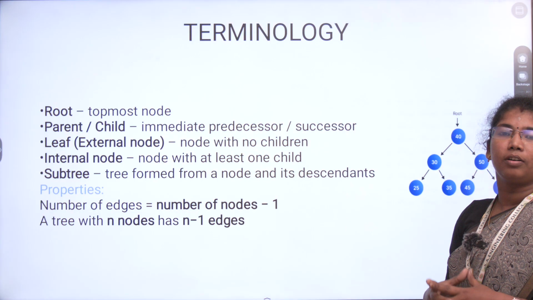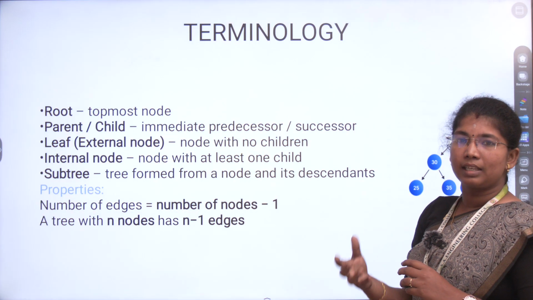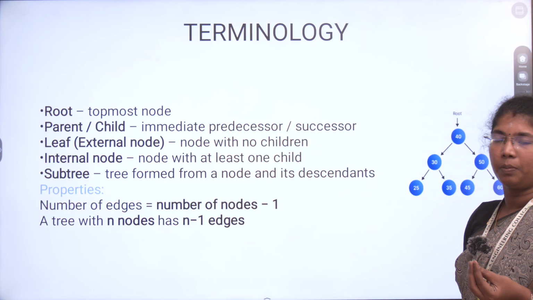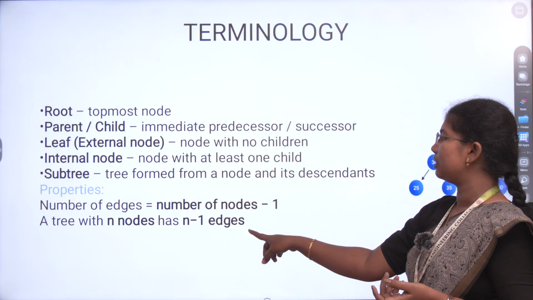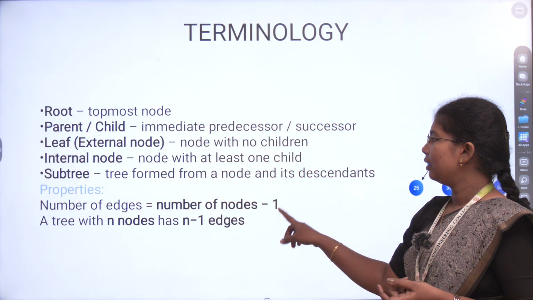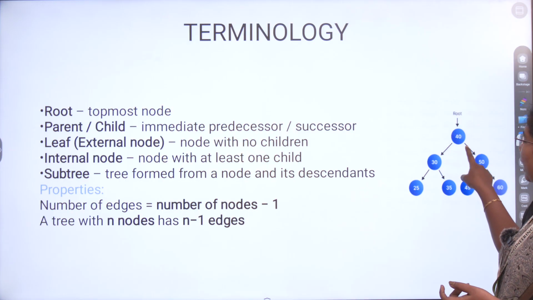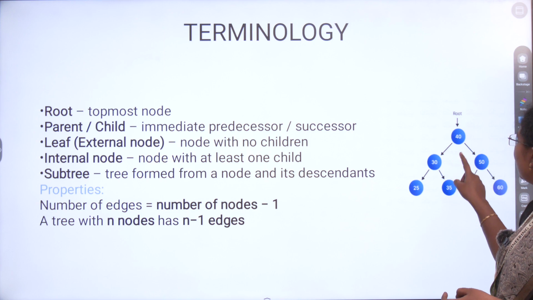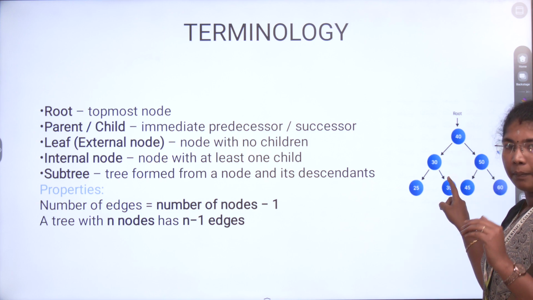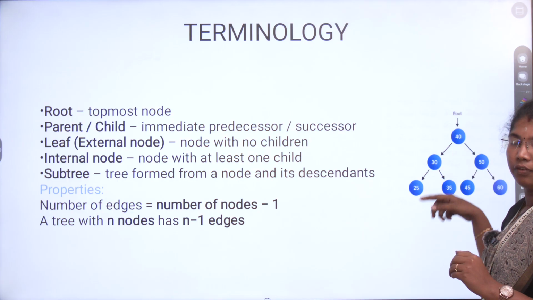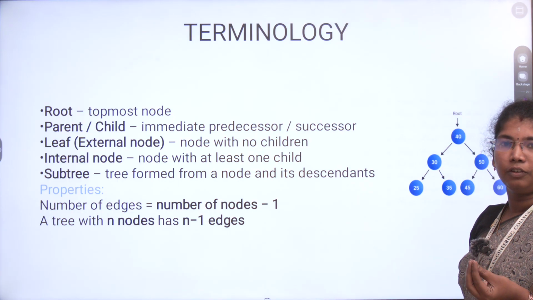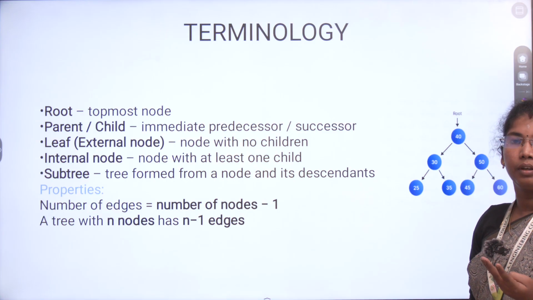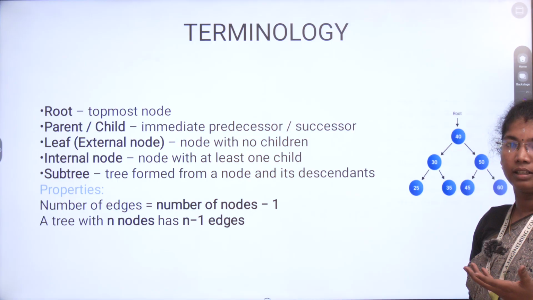And what is the property of a tree? That is how you check whether you are building the binary search tree properly. We have only one property, that is, number of edges is equal to number of nodes minus 1. So what are edges? These arrows are called edges and nodes are these circles. So the edges will be one less than the nodes. For example, if you have 5 nodes, the edges will be 5 minus 1, so the edges will be 4. From this you can cross verify and check the pattern.